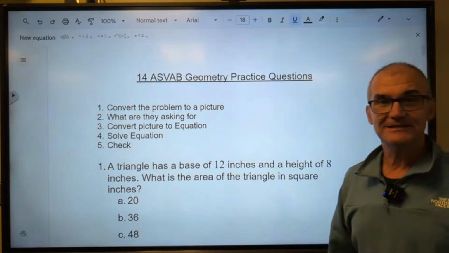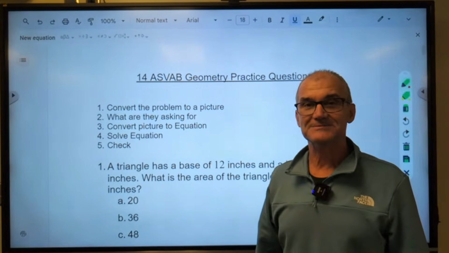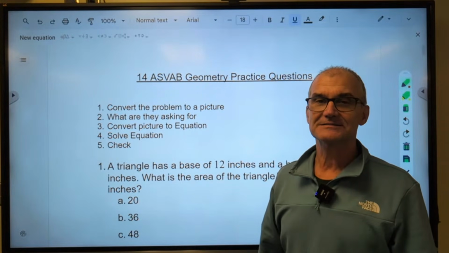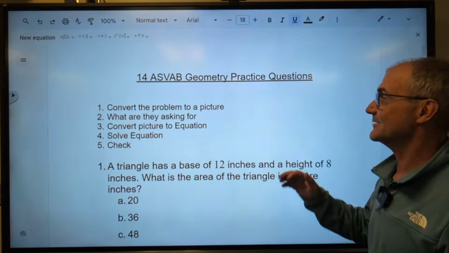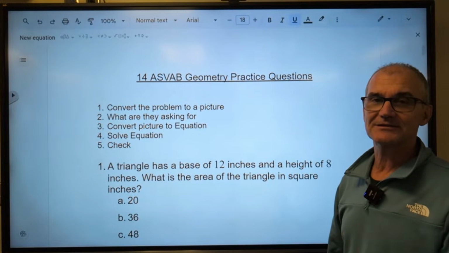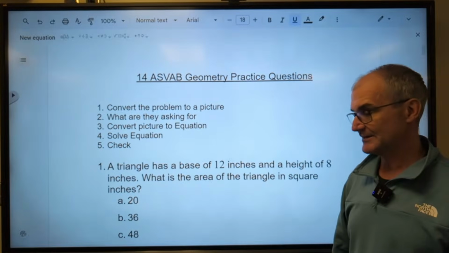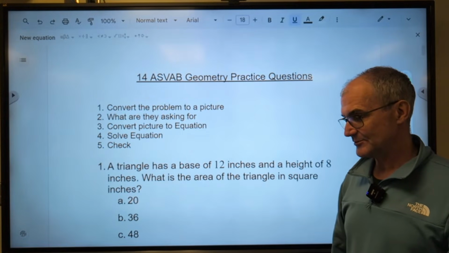Hi everyone, here I am, Colfax Math, here to work on some standardized math practice. Today we're going to work on geometry problems, word problems. I have a 5-point strategy for solving any word problem, and we're going to go over that today. We'll give it a couple more minutes.